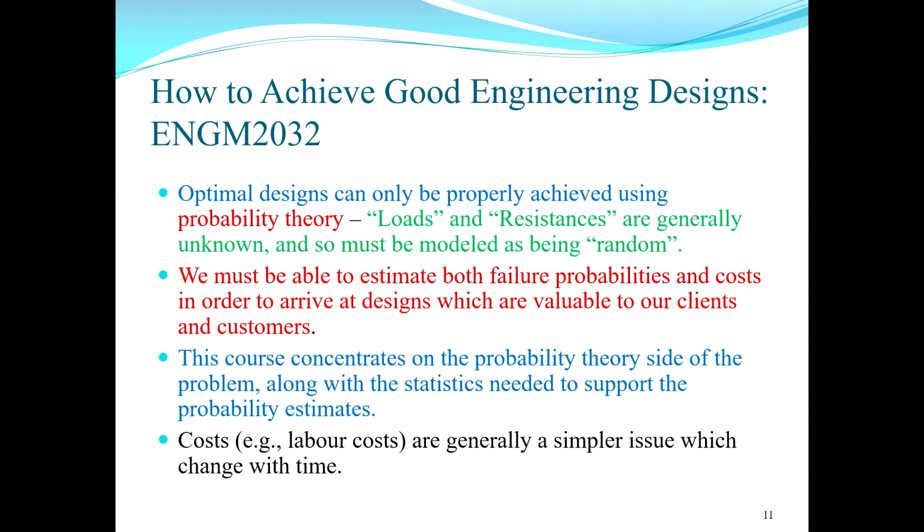So basically, how do we achieve good engineering designs? We need to look at probability theory in order to obtain the distributions of these loads and resistances and figure out the probability of failure. We must be able to estimate these failure probabilities and their costs in order to arrive at designs which are valuable to our clients. This course concentrates on the probability theory side because the costs will change by the time you get out. And usually cost is just a matter of looking up the cost of this part versus this part in a book at some point in the future.